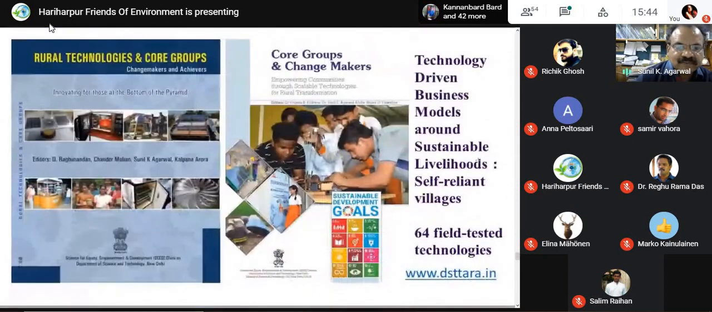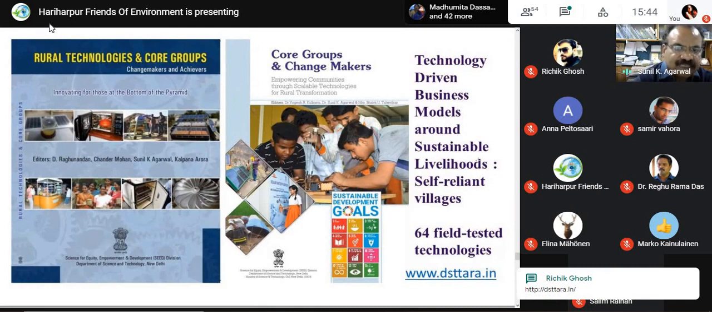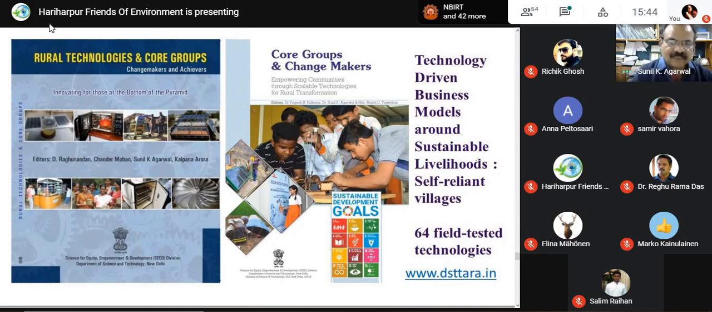So this is the compendium which has been brought out, and you can see on the right side the website dsttara.in. We have captured some of the technologies related to energy, agriculture, water, or digital technologies and showcased them in this compendium, which is available on dsttara.in. This website is being maintained by one of the core groups, Vigyan Ashram, based in Pune. You can find details on the website, please. Next slide, please.